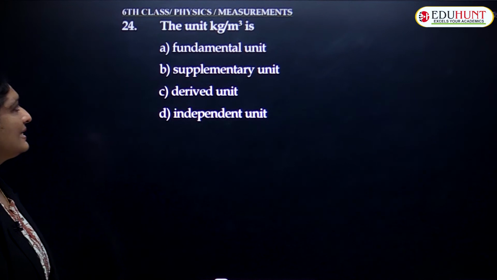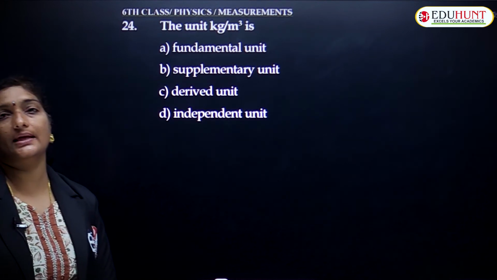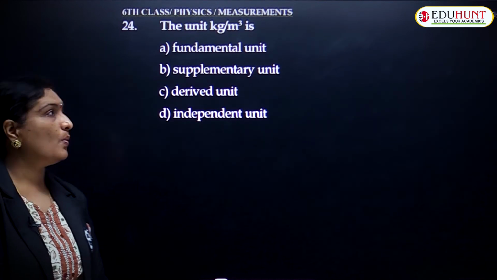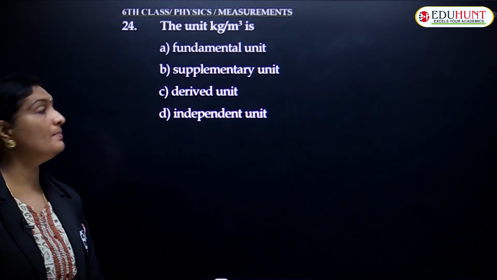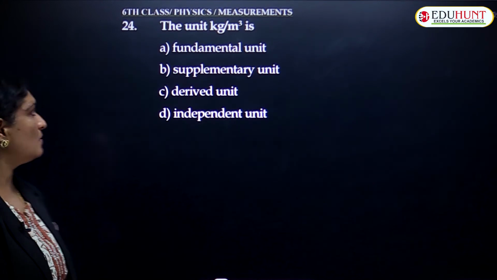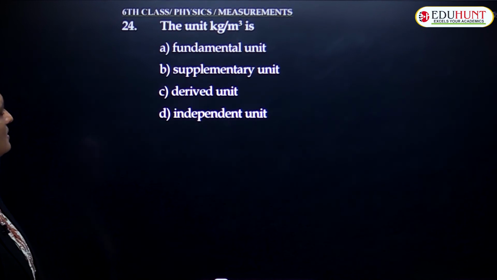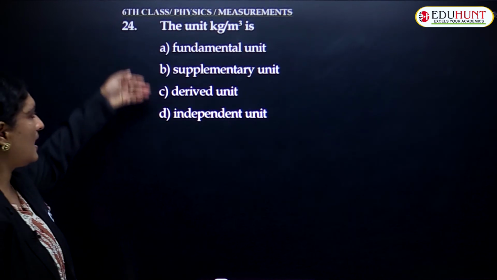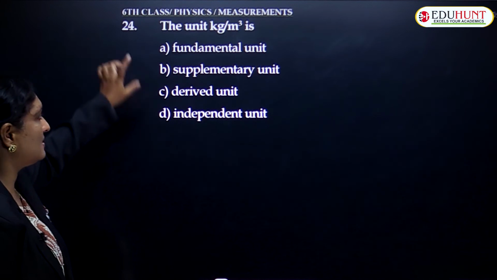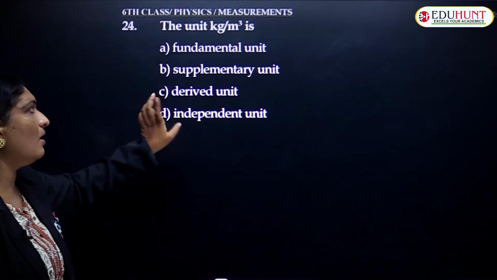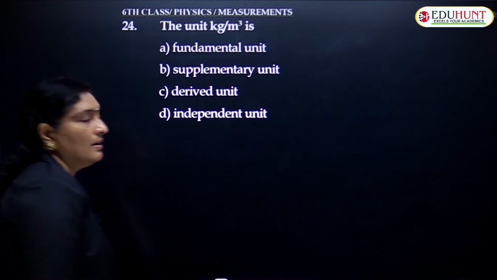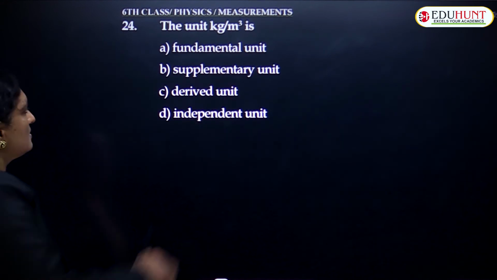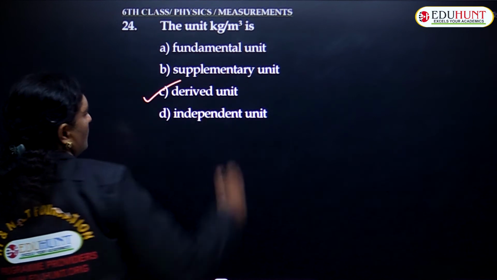Next, the unit kg per meter cube. Kg is the indication for mass, whereas meter cube indicates volume. So, mass by volume is the unit for density. Of course, here it's not asked what the quantity is. They are asking whether it is a fundamental, derived or supplementary quantity. No doubt, density is a derived quantity. Hence, your answer is derived unit.